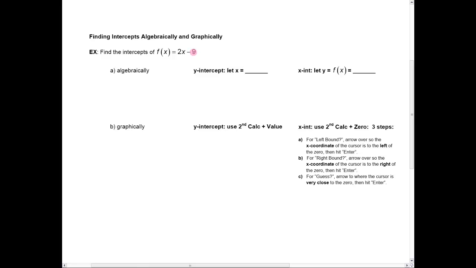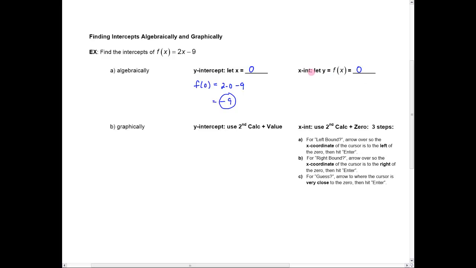You remember that if you want to find the y-intercept, if your graph is on the y-axis, your x-coordinate has to be 0. So I simply let x equal 0, and f of 0 in this case would be 2 times 0 minus 9, which is negative 9. So my y-intercept's negative 9. Pretty simple.